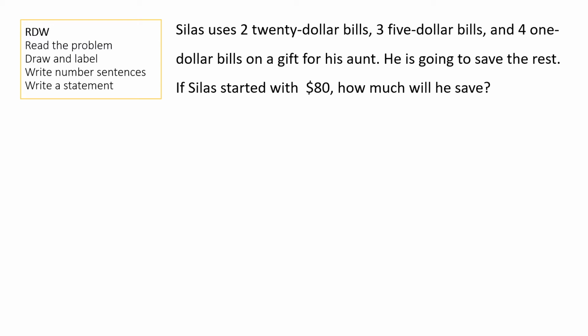Now, take some time and draw and label a picture. After you've drawn your picture, really try to think about what you are trying to find. In this problem, we're trying to find how much money Silas saved. In order to do that, we need to figure out how much money he spent and then take it away from how much he had at the beginning.